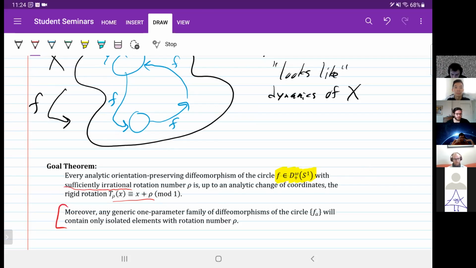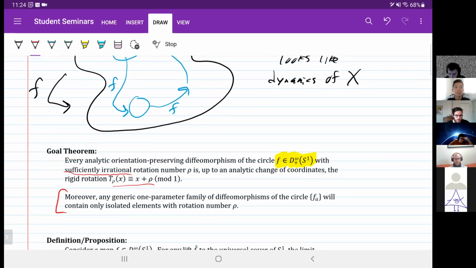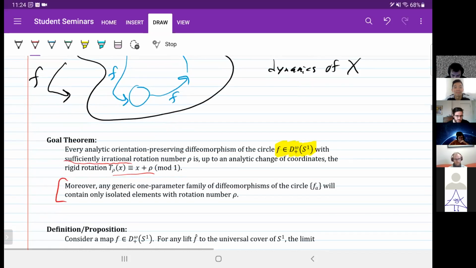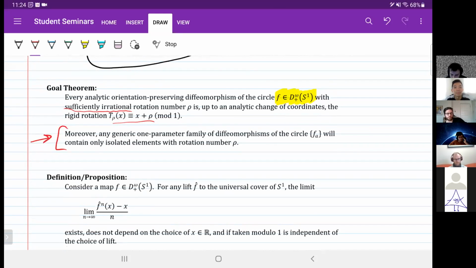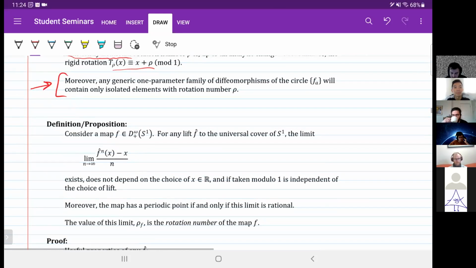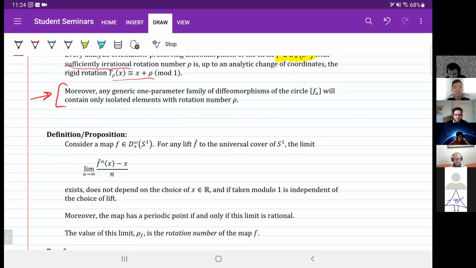And moreover, any generic one-parameter family of diffeomorphisms of the circle, say just a family of functions, will contain only isolated elements with that rotation number. So this is the theorem we're going to aim for, but this is full of words that I haven't defined. So let's start by getting there. And most likely, time permitting, we'll get here today during this talk. Okay. So first and foremost, I need to define rotation number. If you're not familiar. So let's consider a map of the circle.